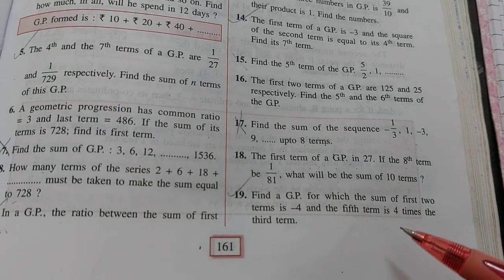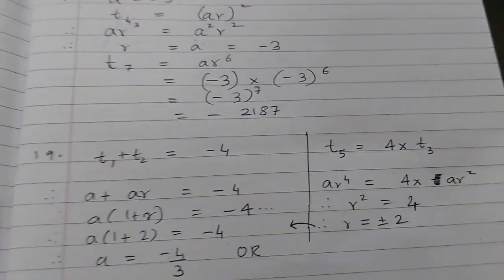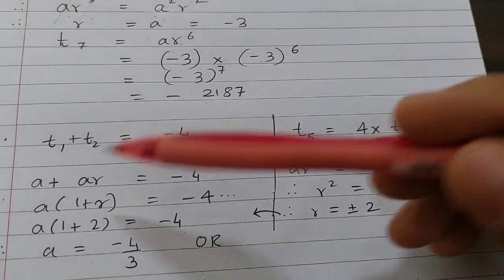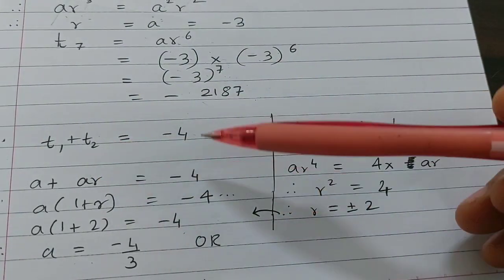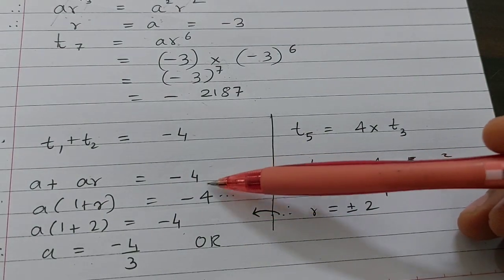And now the last sum. 19th sum. Find a GP for which the sum of the first 2 terms is minus 4 and the fifth term is 4 times the third term. Always write the data first. So t1 plus t2 is minus 4. That is a plus ar is minus 4. Take a common, I get this. Can't go ahead. I need the value of a or r.